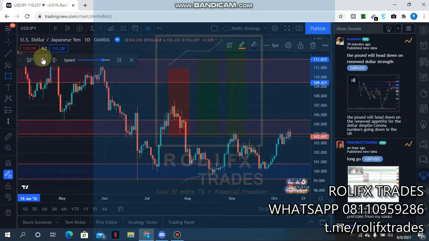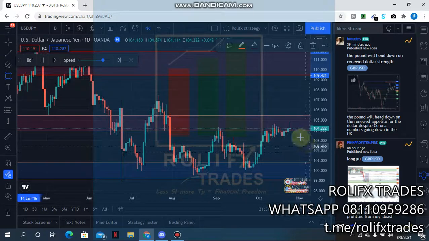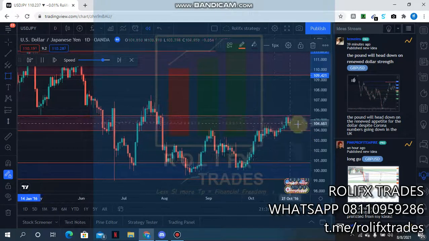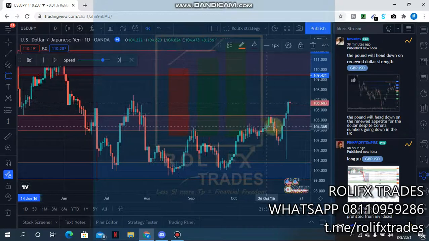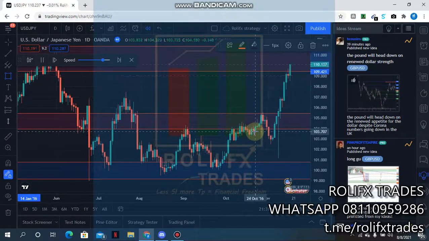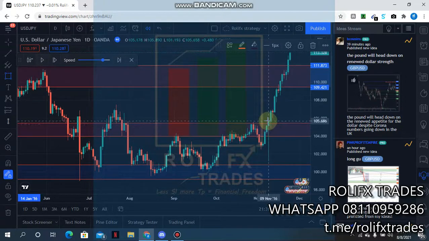Okay, so let's continue, see how the market reacts to this zone. Okay, you can see how price respects the zones. See how price respects the zones. Okay, now there was a breakout here. There was a breakout with this candle, and this was like what? A retesting candle.